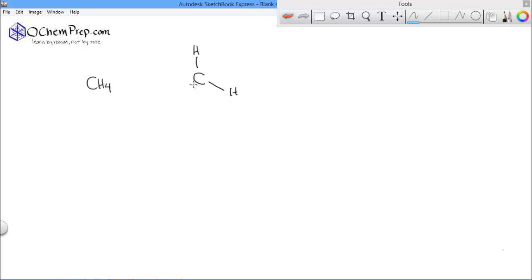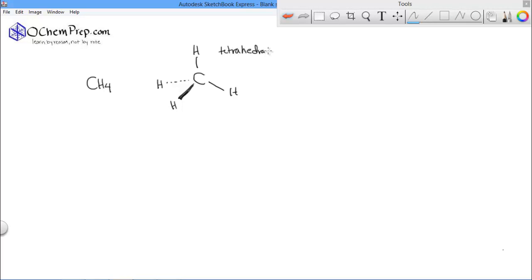Now, to give it some perspective, I'm going to draw this triangle, which means that this carbon-hydrogen bond is coming out at me, out of the screen or out of the paper, and then these dots mean that this carbon-hydrogen bond is going back. Because of what's called VSEPR, valence shell electron pair repulsion, in other words, these electrons want to be as far apart as possible, carbon takes on a tetrahedral shape.